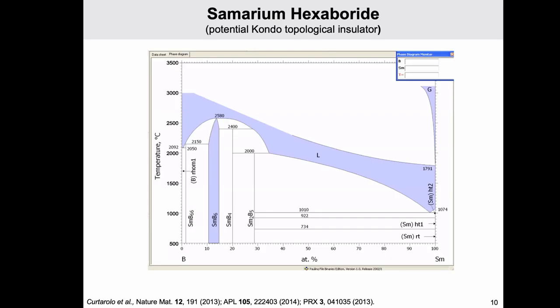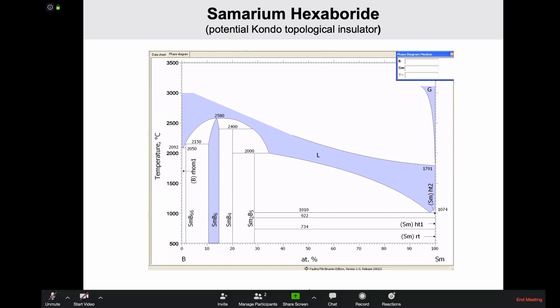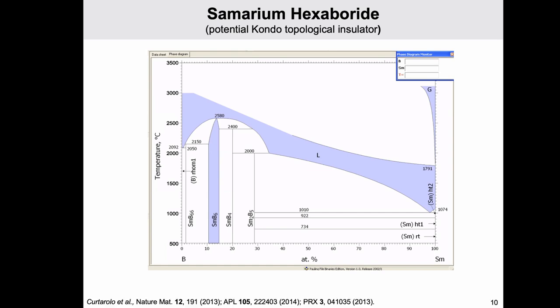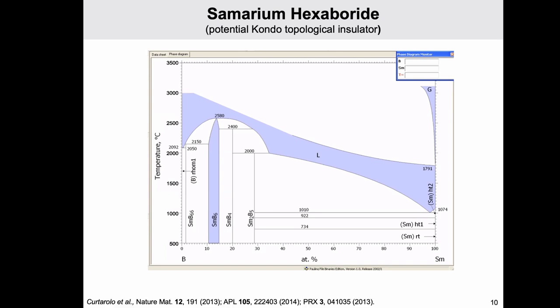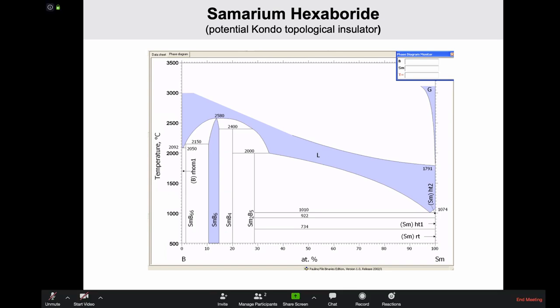Let's take the archetype of hexaborides. This is a boron-samarium phase diagram, okay? I was studying this with a friend of mine, Ichiro Takeuchi from the University of Maryland, and we were studying this thing, in this APL here and this PRX here. We were studying this compound, because the compound here, samarium boron 6, is a potential topological insulator. I was not really interested in the electronic structure, but more interested in nucleating this samarium hexaboride. So how is this thing made?